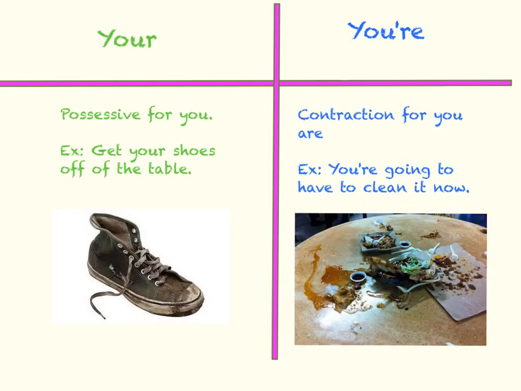Okay, one last example and another one that has a contraction. On the left in the green, you'll see your, Y-O-U-R, and that is the possessive form for you. An example sentence would be, get your shoes off the table. On the right, you'll see you're, Y-O-U apostrophe R-E, which is the contraction for you are. Example, you're going to have to clean it now.